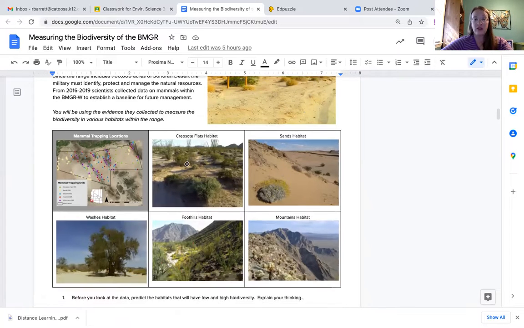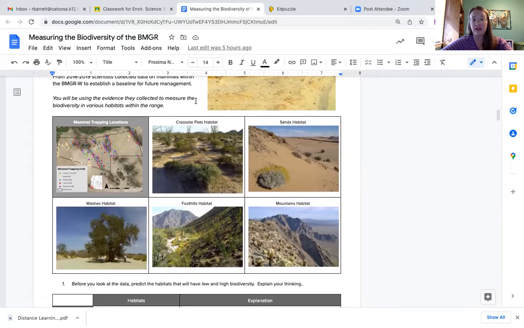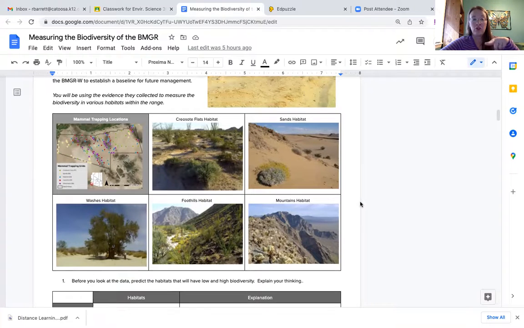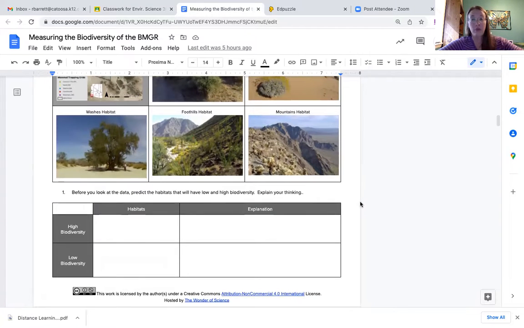Guess what? The Sonoran Desert has 5 different habitats. They are creosote flats, sands, washes, foothills, and mountains. Does that sound familiar? It does, because it was yesterday's work. That's why we did that. Because you did the slides yesterday or are going to do them right now, you're going to be able to answer number 1 before you look at the data. So before you go on, predict the habitats that will have low and high biodiversity and explain your thinking.